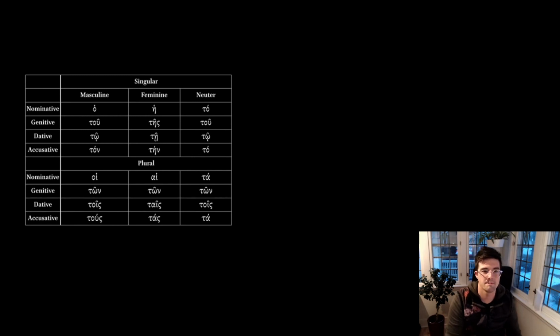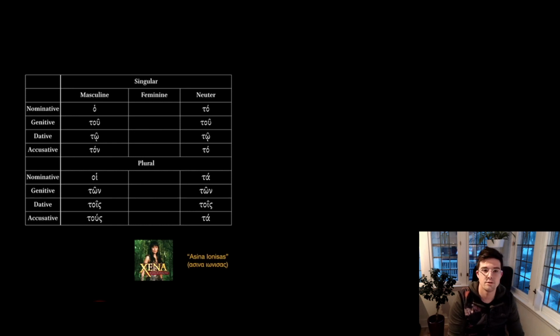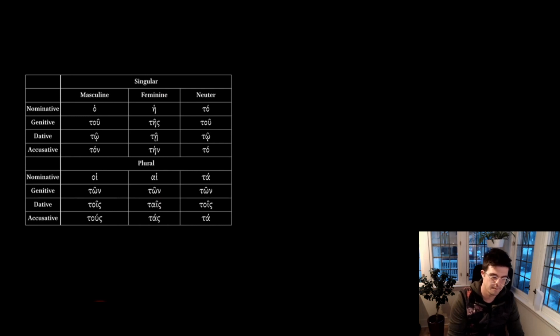So it should look something like this. And we're going to do one more time, filling in the feminine, recognizing that the feminine follows the first declension with our friend Asina Ionissus. So go ahead and see if this mnemonic down here can help you fill in here as you pause. So it looks like this. Hey, taste, tay, tain. High tone, tice, toss.